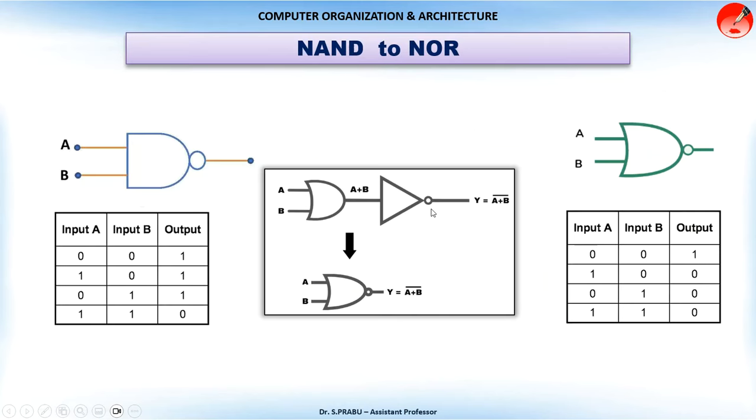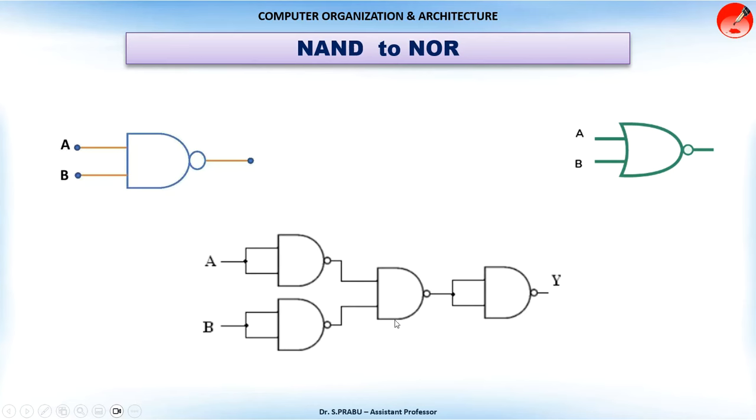We already know NOR gate is nothing but OR and NOT gate combination can be connected like this. So if you are adding another NOT gate, you can get this output. So we already developed OR gate by using NAND gate. Just convert the output into inverted output using this mechanism. You can get NOR gate output.